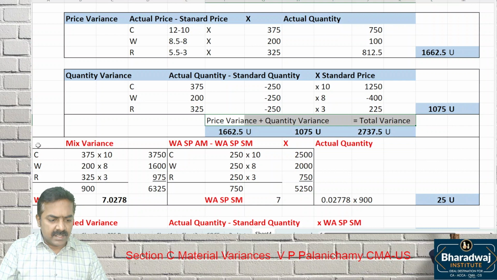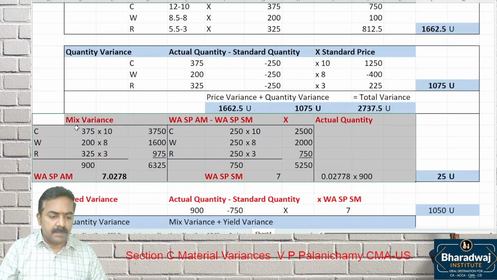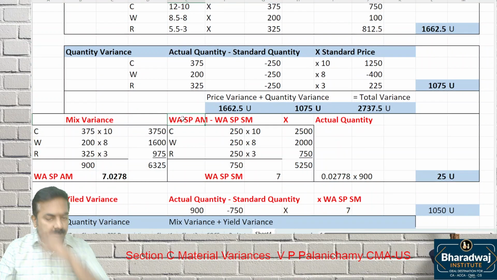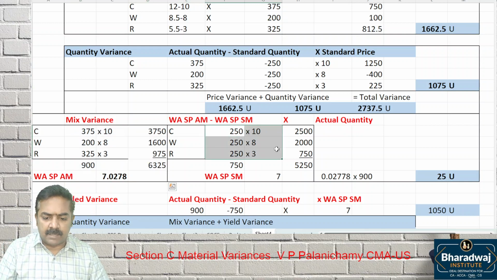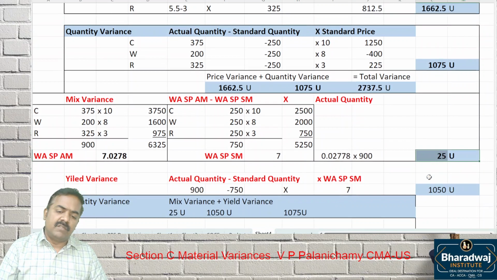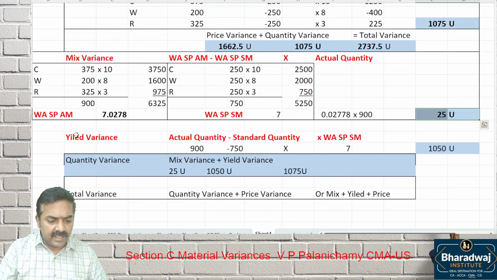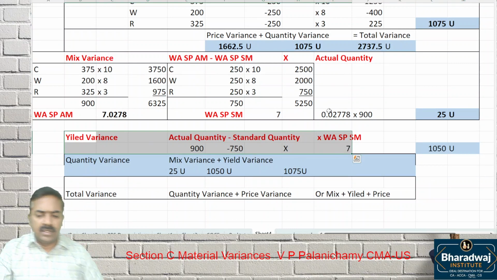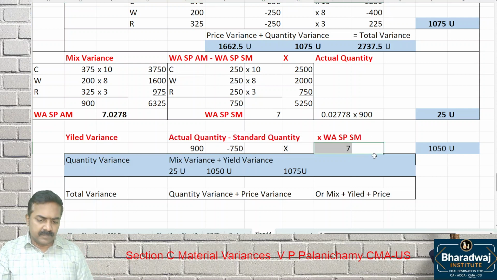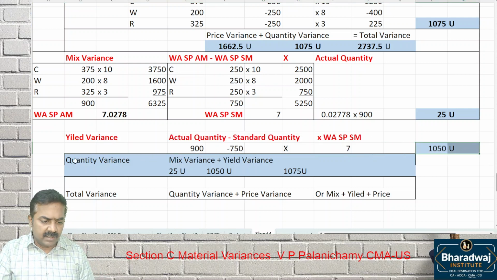Then, because of mix, there is a variance. How to work out? Simple. Weighted average standard price of actual proportion, weighted average standard price of standard proportion. So this is the actual cost. This is like standard cost in standard proportion. Difference into the actual output will give us what? We spent more, unfavorable. Yield variance is the difference between actual quantity and standard quantity into the weighted average price of standard proportion, 7 rupees. 1050 unfavorable. Yeah, we verified.